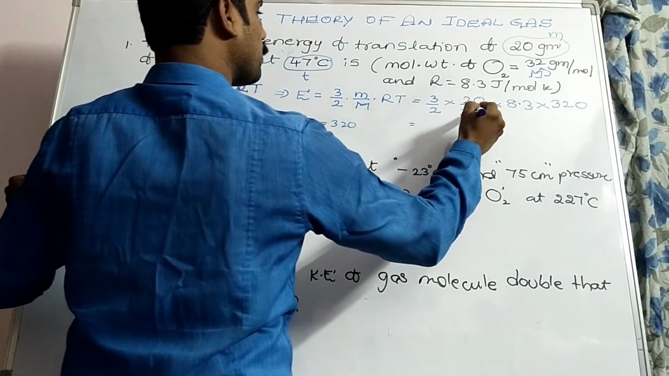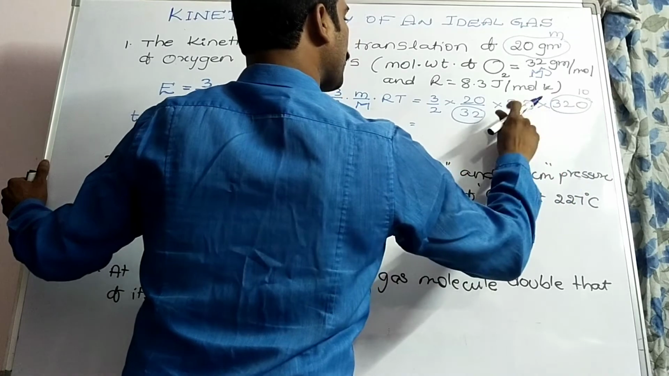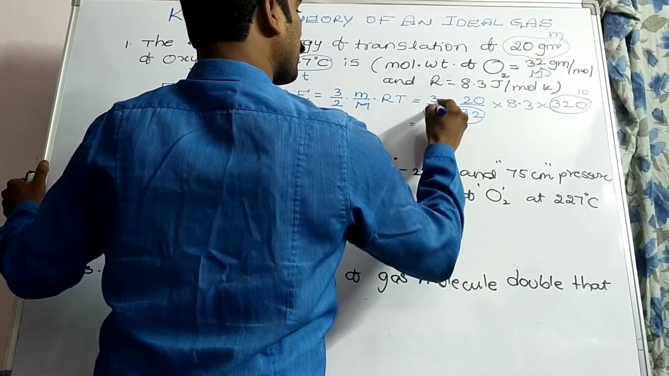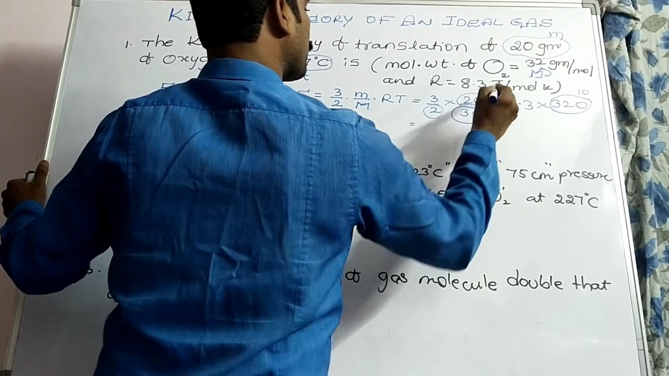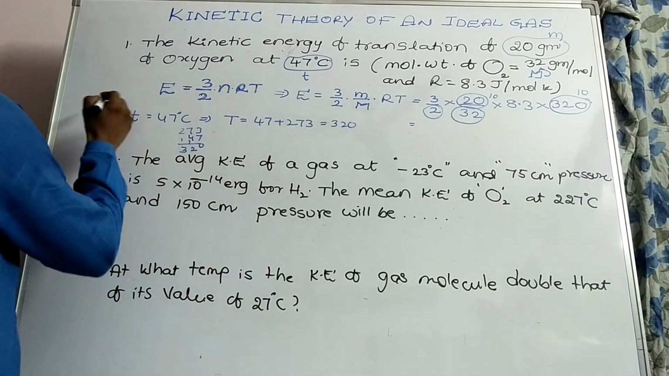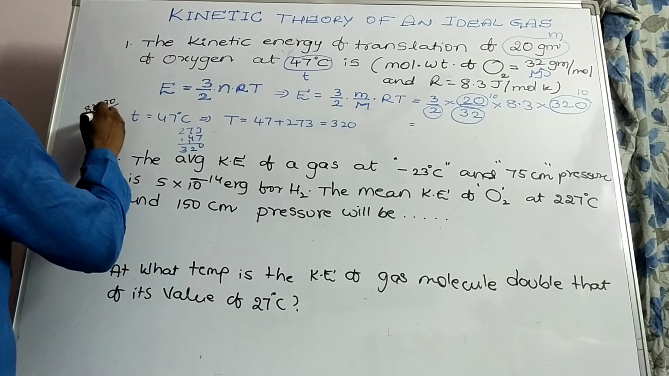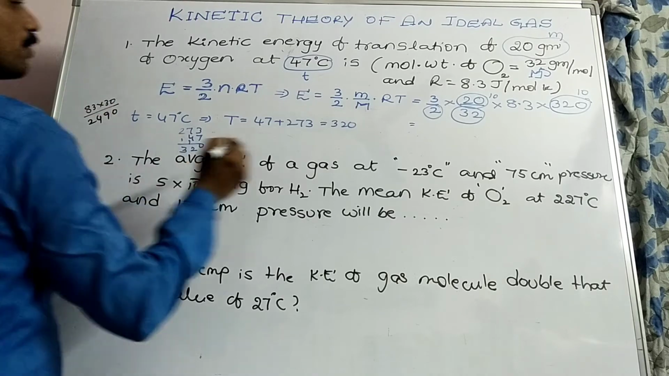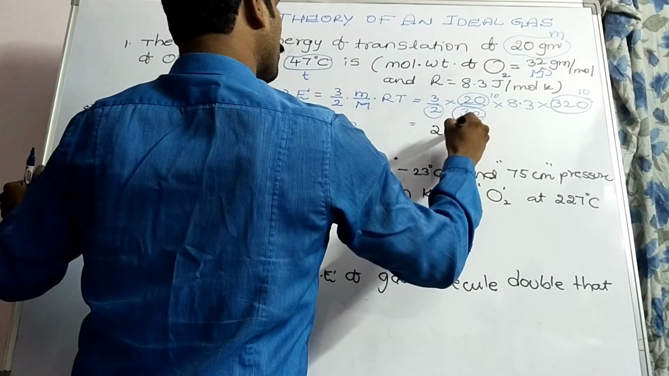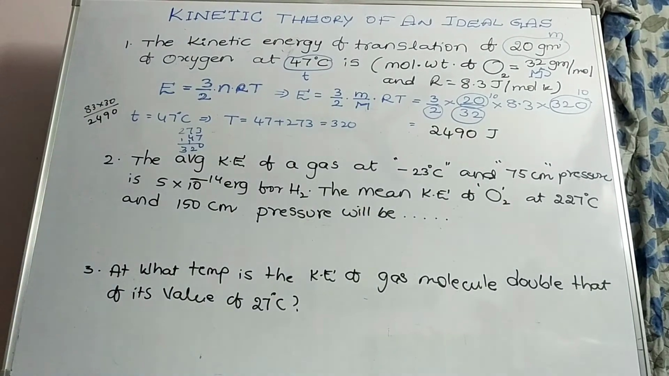That is equal to 3 by 2 into 20 by 32 into 8.3 into 320. So finally 83 into 30, that is 2490 joules. 2490 joules will be the answer.